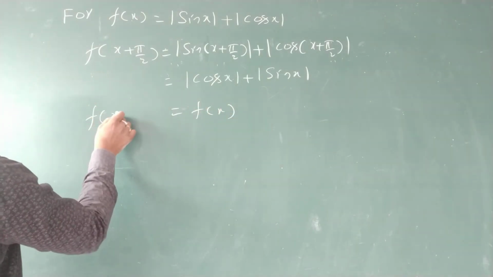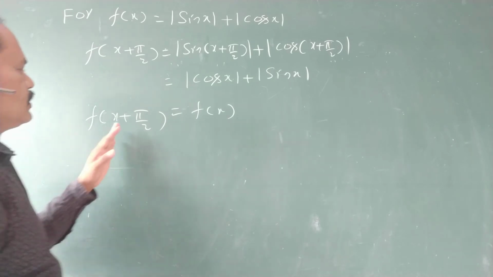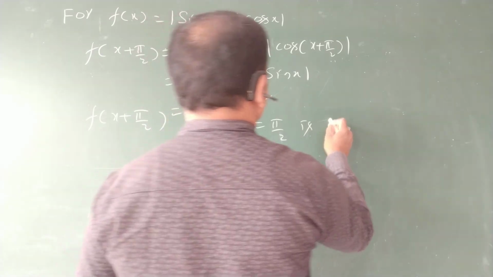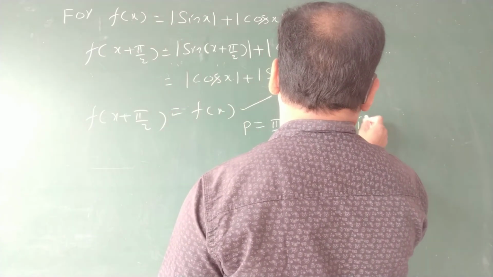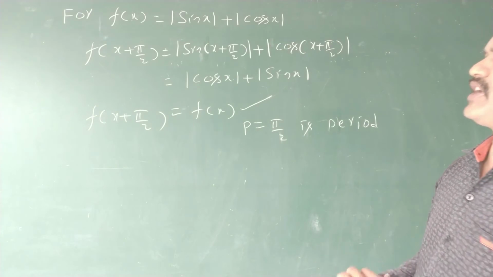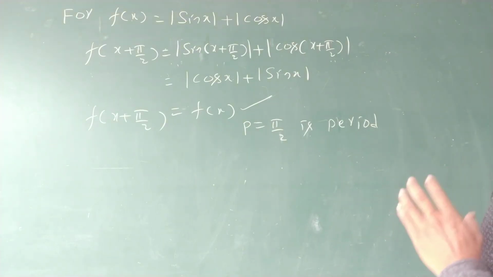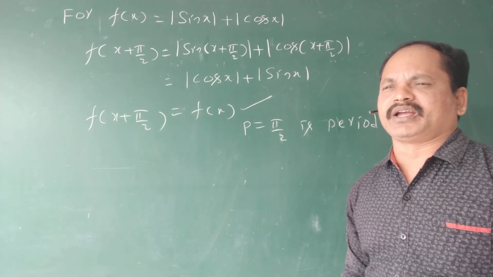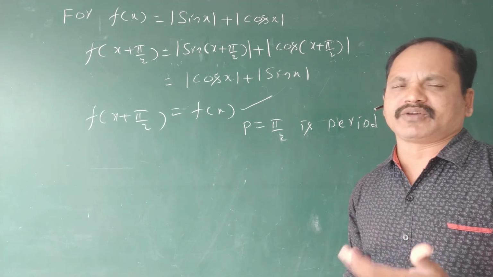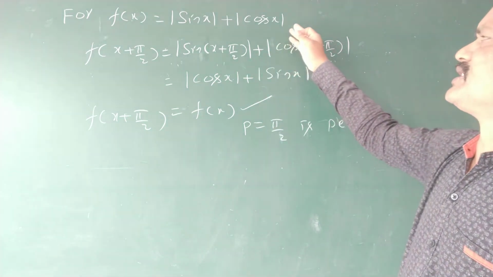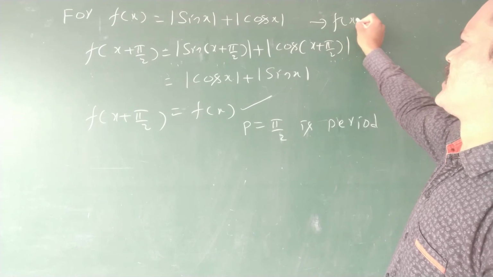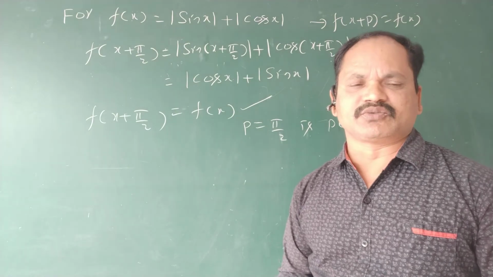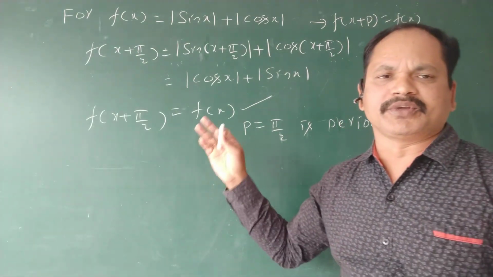So f of x plus pi by 2 is equal to f of x, where p equal to pi by 2 is the period of this function, right? That's why for f of x equal to mod sin x plus mod cos x, the period is pi by 2. Of course pi, 2 pi, 3 pi, 4 pi, and 3 pi by 2, 5 pi by 2, 7 pi by 2 all satisfy f of x plus p equal to f of x. But the least among them is the period, that is pi by 2. That's why pi by 2 is the period for this function.